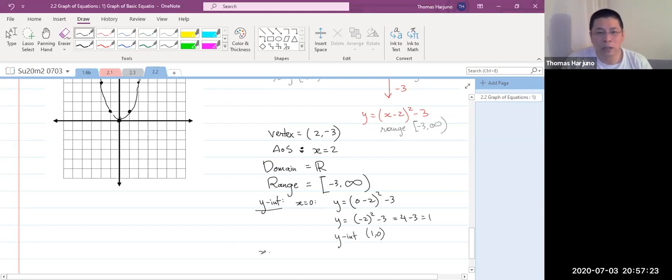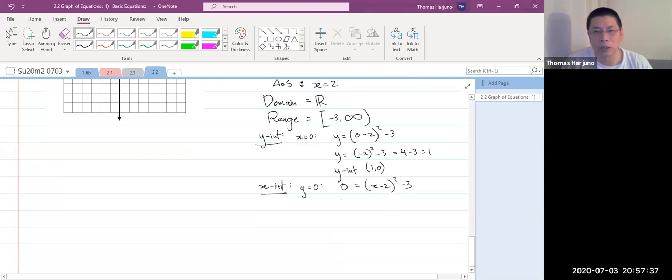For the x-intercept, we set y equals 0. I will isolate the completed square. So 3 equals (x minus 2) squared.